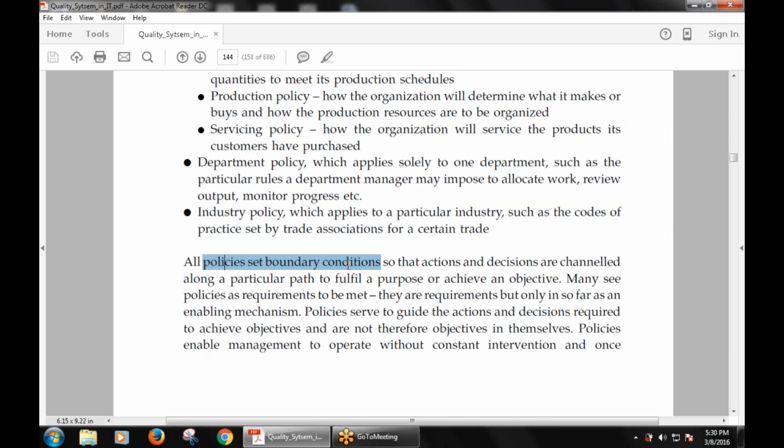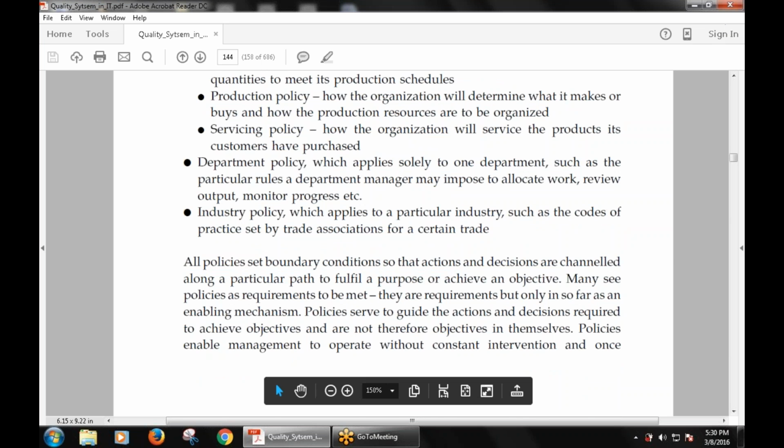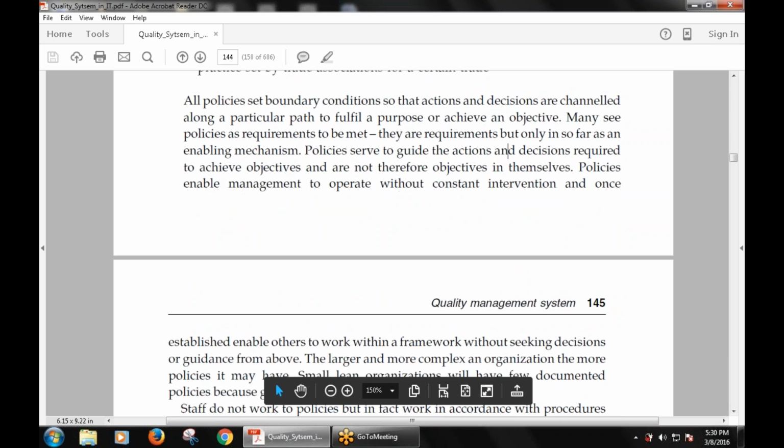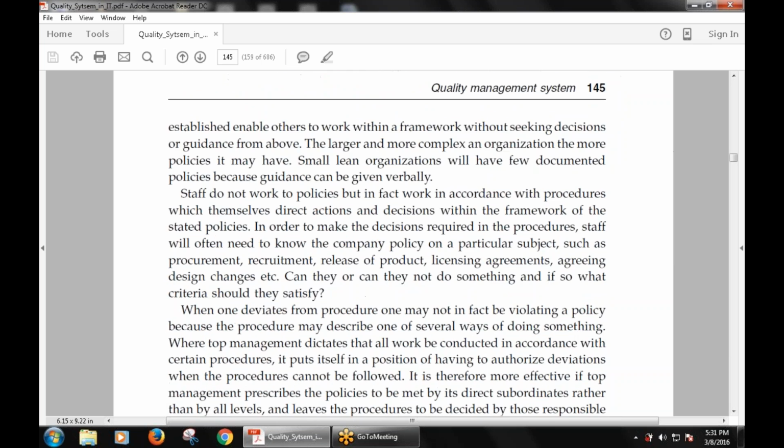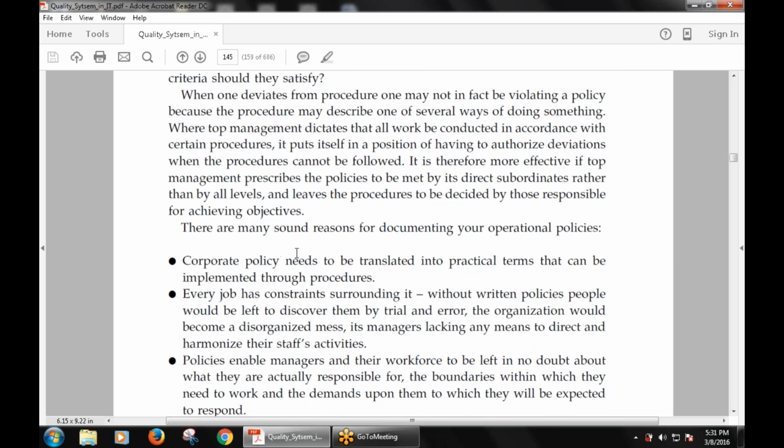And all policies set boundary conditions so that actions and decisions are channeled along a particular path to fulfill a purpose or achieve an objective. Whatever the objective or purpose, the policies are used for those requirements. And policies enable the management to operate without constant intervention, once established as the framework.